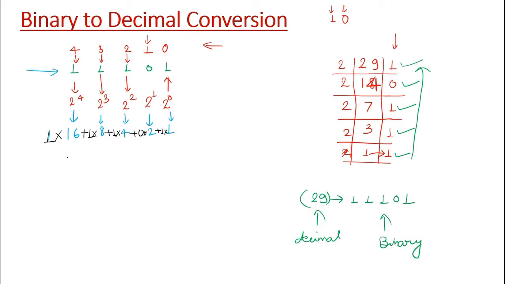Okay. Now just add these values. So 16 ones are 16. 8 multiplied by 1 is 8. 4 multiplied by 1 is 4. And 2 multiplied by 0 is 0. And 1 multiplied by 1 is 1. Now we have to add, right? We have already put the plus sign over there. So we just have to add all these values. And what do we get here? 16 plus 8 is 24. 24 plus 4 is 28. And 28 plus 1 is 29.